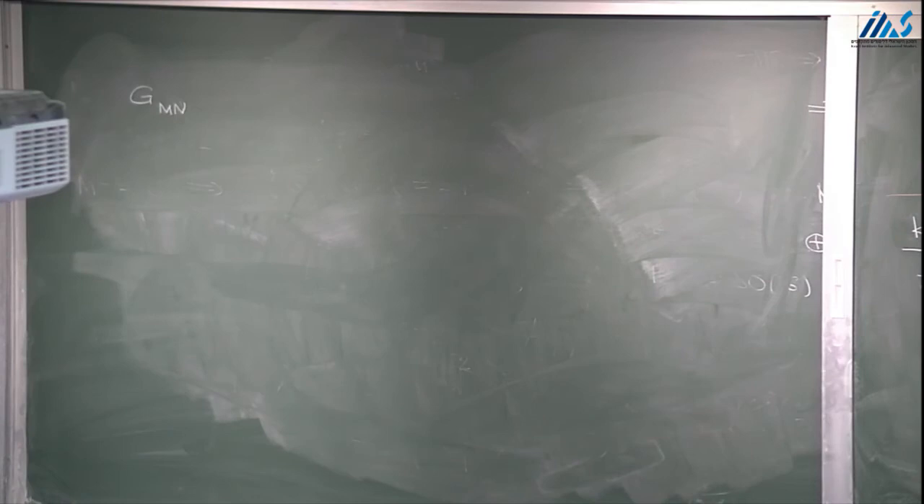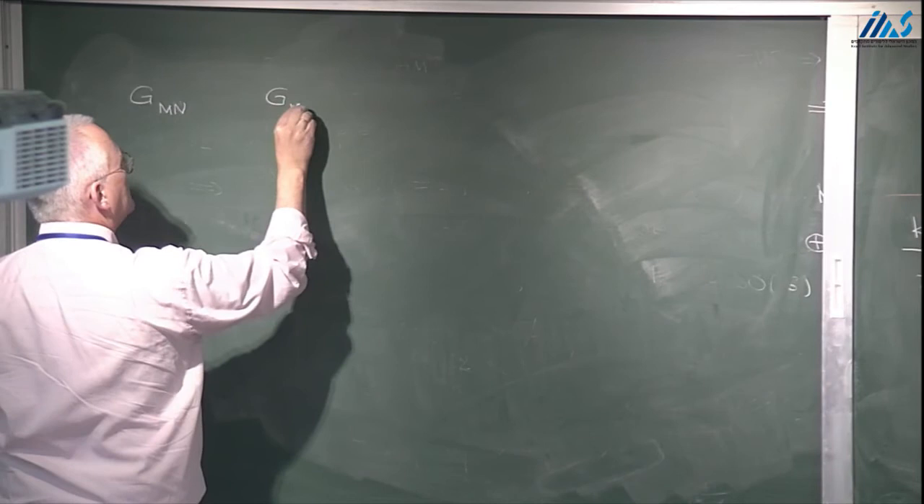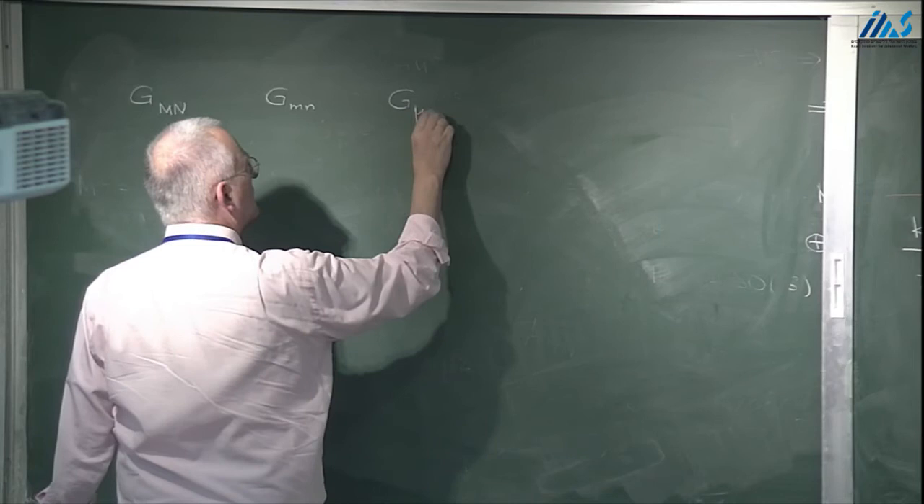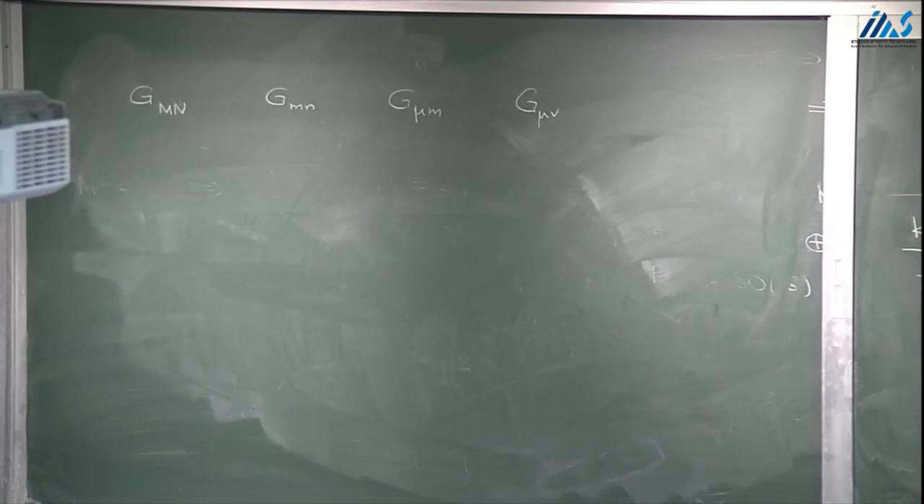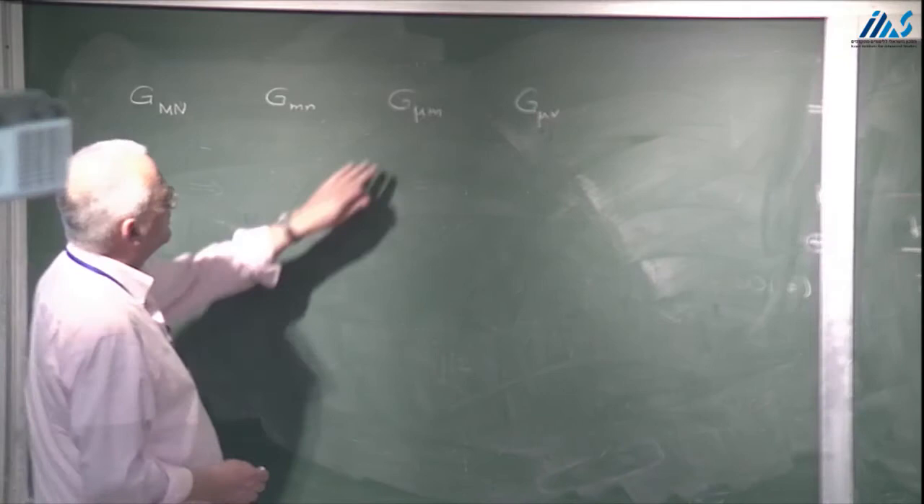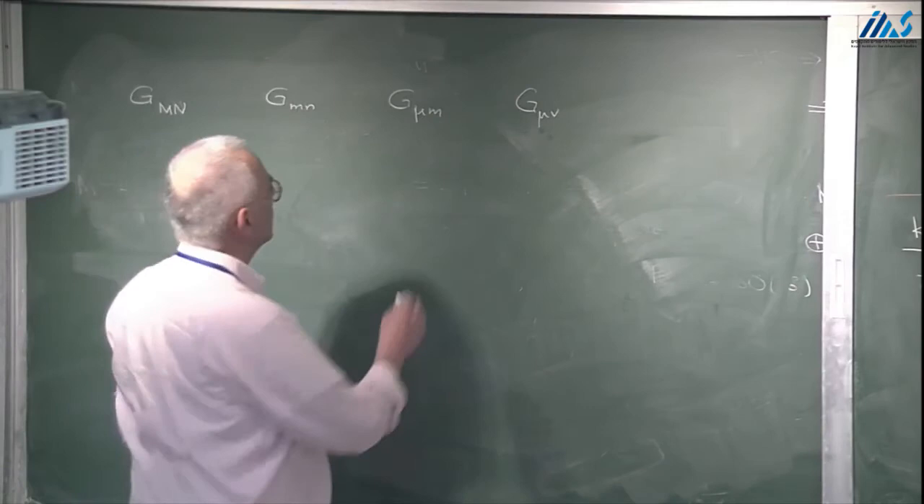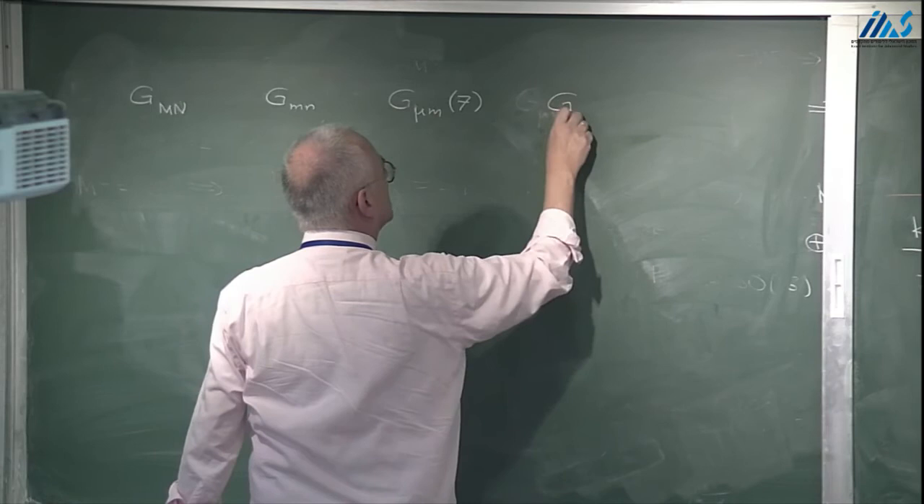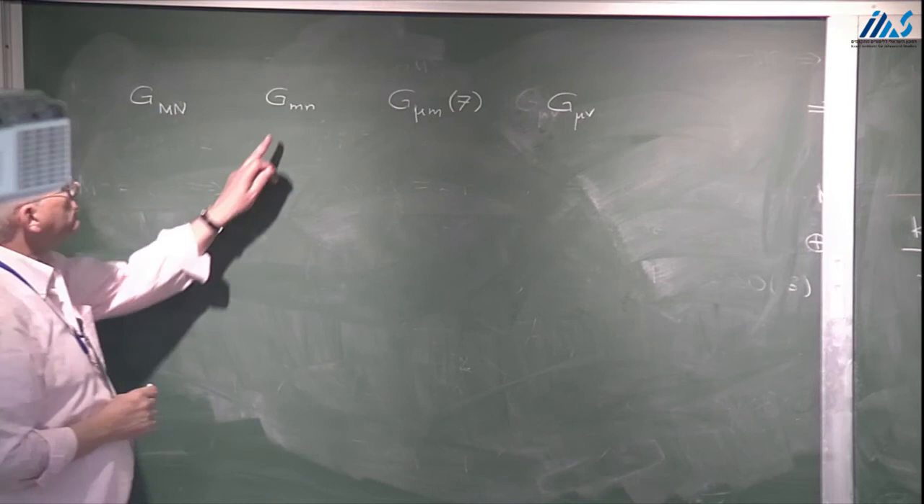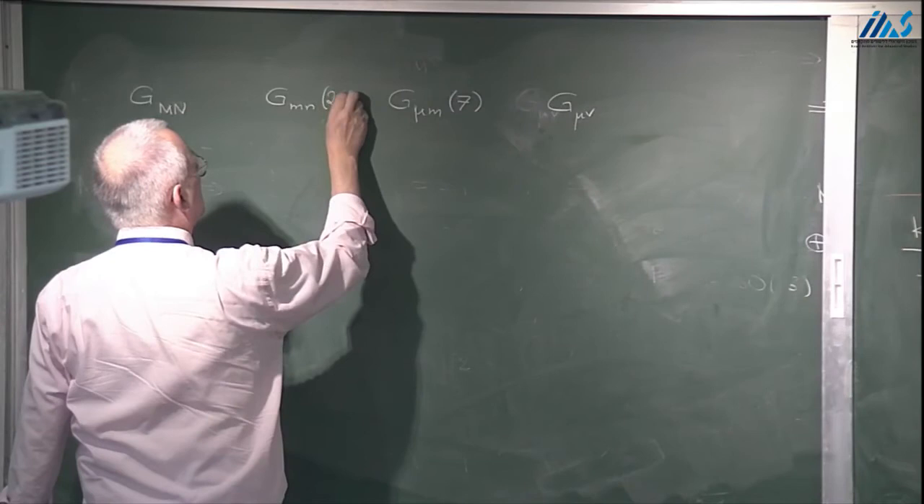Okay, so G_MN. This is an 11-dimensional metric. If I split it according to this split, then I get either all indices internal, or one index space-time, or both indices space-time. Well, that's just the 4-dimensional metric, that's clear. Because this runs from 1 to 7, these are just the Kaluza-Klein vectors, roughly speaking, so there are 7 of them. This is symmetric in 2 indices, there are 7 values, so that's 28 degrees of freedom.